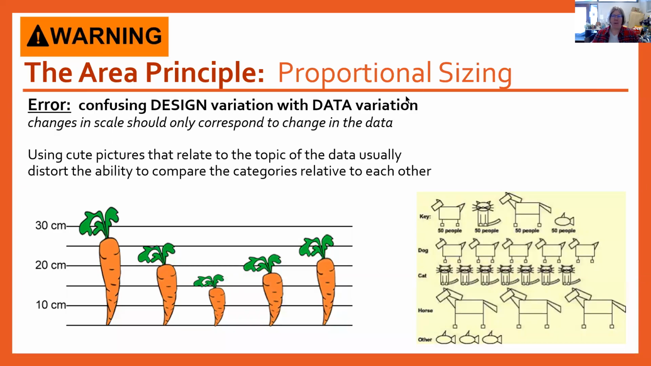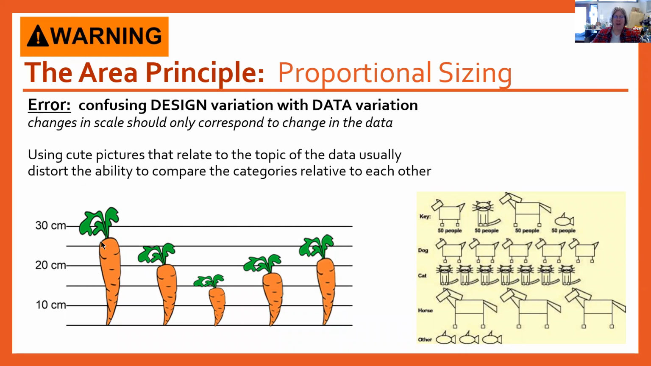Let's look at another aspect of the area principle. This aspect is about confusing variation in the design of the graph with variation in the data itself. So you want the graph to be really clear that if there is variation going on, that's from the data itself. This typically happens when people use cute pictures to make the graph pop or draw more attention. While that's a really great thing if you're marketing an event or an activity, it's not a great thing if you're trying to convey numbers or data.